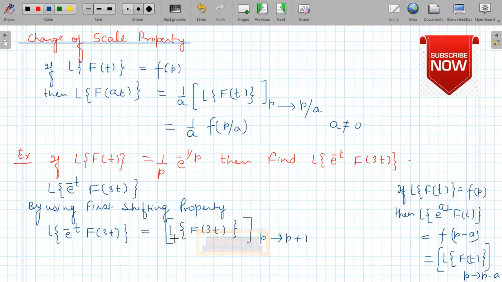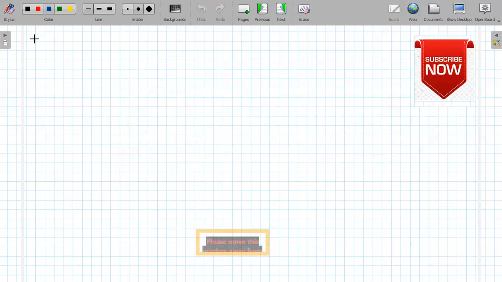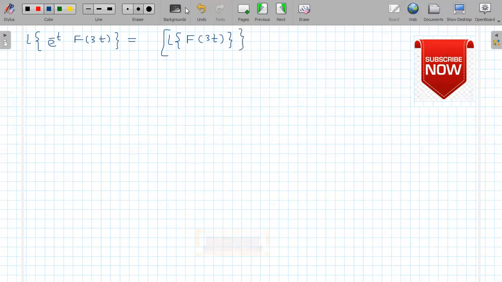Now we have to find the Laplace transform of f of 3t. So we have Laplace transform of e raised power minus t f of 3t equal to Laplace transform of f of 3t, where p is replaced by p plus 1. I have written the same thing as written on the previous page.